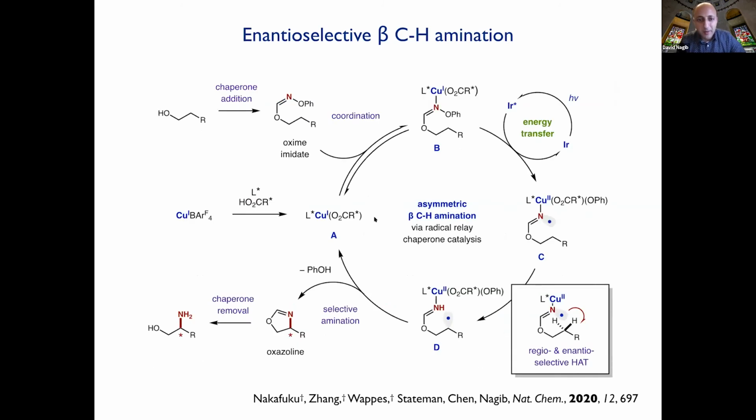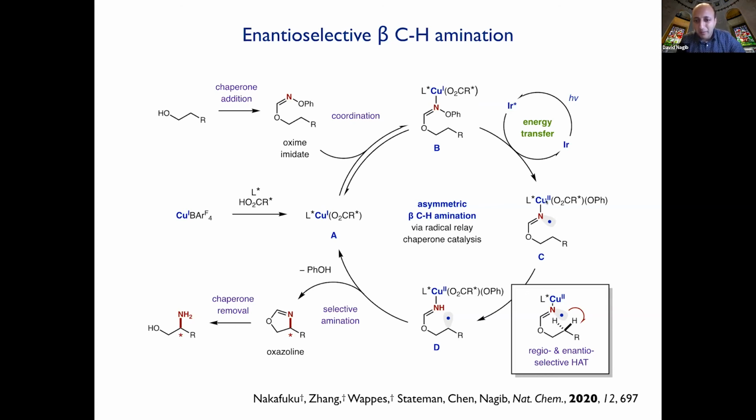And so just wrapping up with the mechanism here, we generate these chiral copper complexes that actually coordinate to these oxime imidates. And so that allows that chiral copper stereochemical information to be nearby. And then when the iridium is excited, it transfers basically its triplet energy over to this entire complex. Then essentially that allows weakening of this N-O bond so that the oxygen radical can pop up to the copper in a formal oxidative addition process.